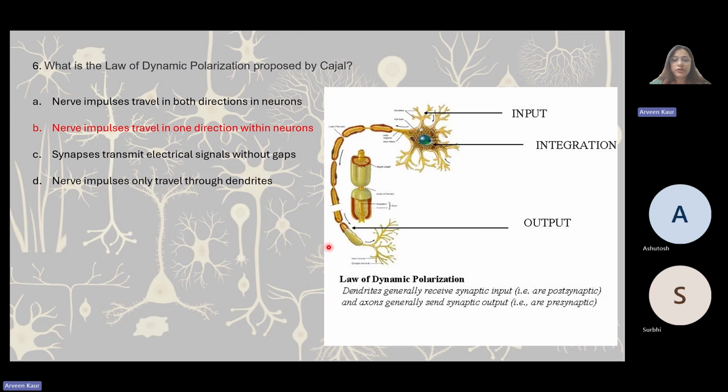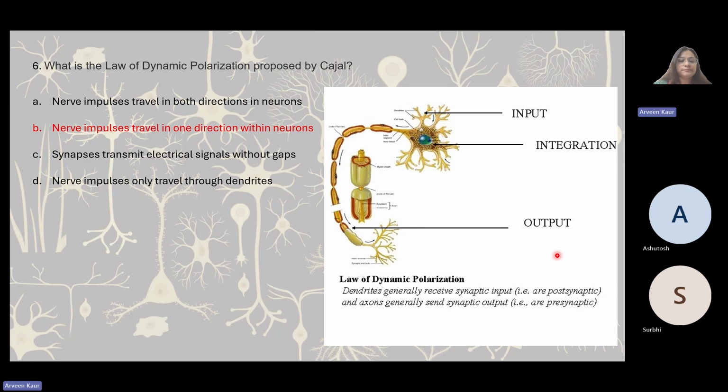If you look at the law of dynamic polarization, the dendrites generally receive the synaptic input. This is the region of input. They are lying in the postsynaptic region for the previous neuron. The signal is further integrated over here, and if it causes an action potential, it is generally initiated in the axon hillock. And then this is where the output is transferred to the next neuron, which is next in line, right? So axons generally send the synaptic output, and this is the presynaptic terminal for the next neuron.